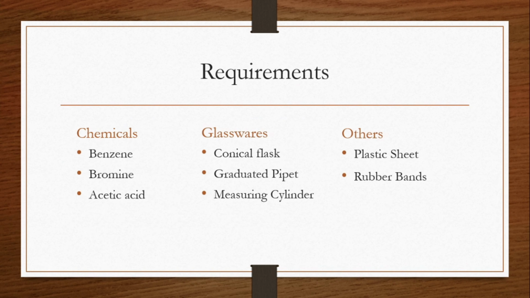For carrying out this chemical reaction, the requirements are chemicals like benzene, bromine, acetic acid, glasswares like conical flask, graduated pipette, measuring cylinder, and other things which will be required, such as plastic sheet and rubber bands.